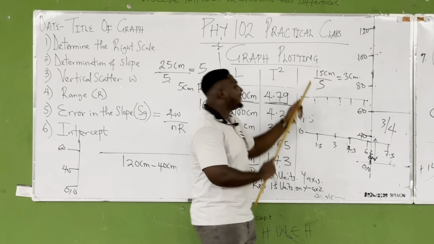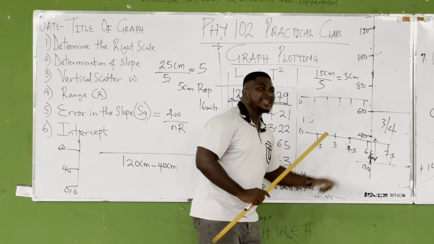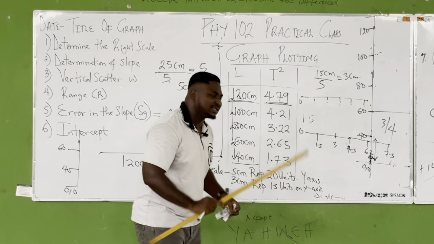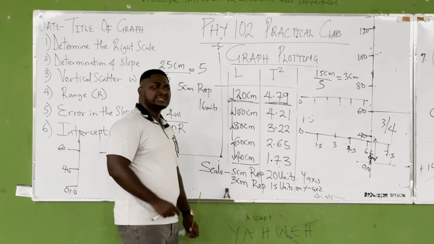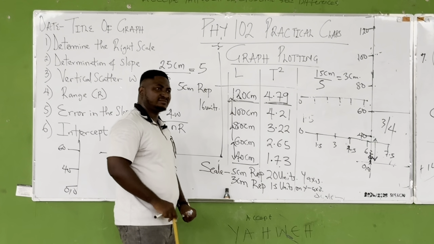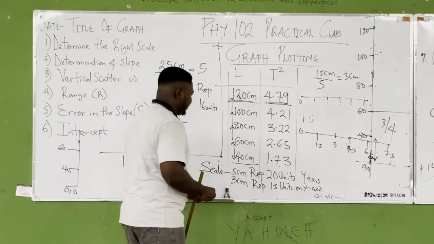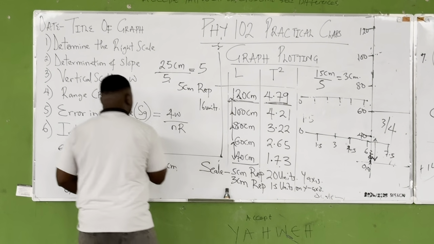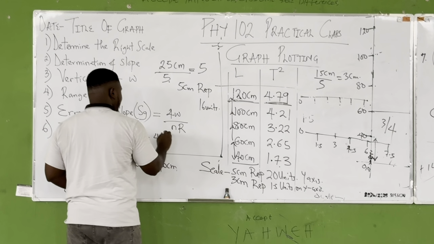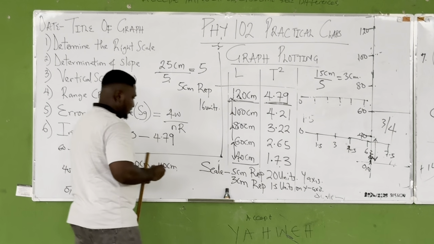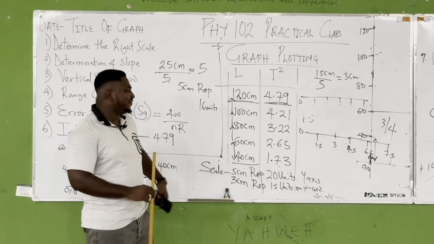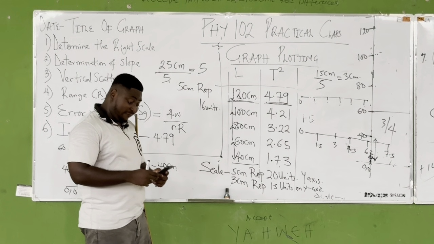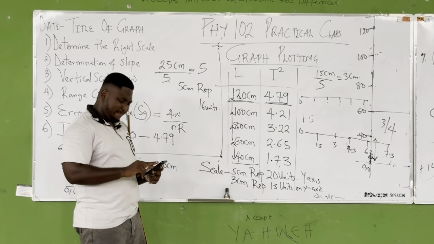Now, let's go. So 15 divided by 5 is 3. For every 3 centimeters, you ask yourself, how many units do you want it to represent? Someone should help me do 4.79 divided by 5. Let me see if I can give you another better way to understand. 4.79 divided by 5.